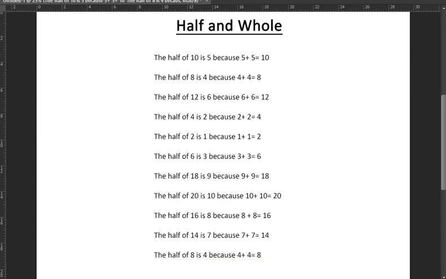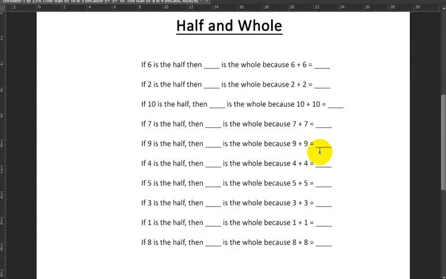All right, so that's how we do these. Now let's go on to our second exercise. In the second exercise, we are given the half and we are looking for the whole.